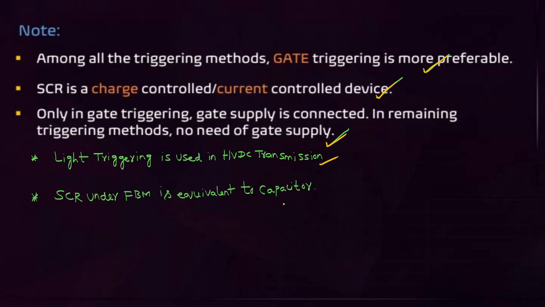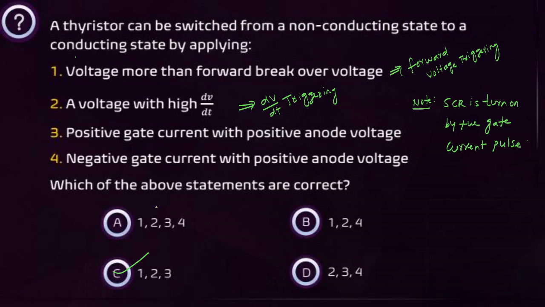SCR under forward blocking mode is equivalent to a capacitor, that I told already. All these points you have to concentrate on mainly. This is about the turn on methods of SCR. Based on these turn on methods, I have given some practice questions here. Please go through this one. Just for your preparation I have given them. Answers also I have given. Please go through.